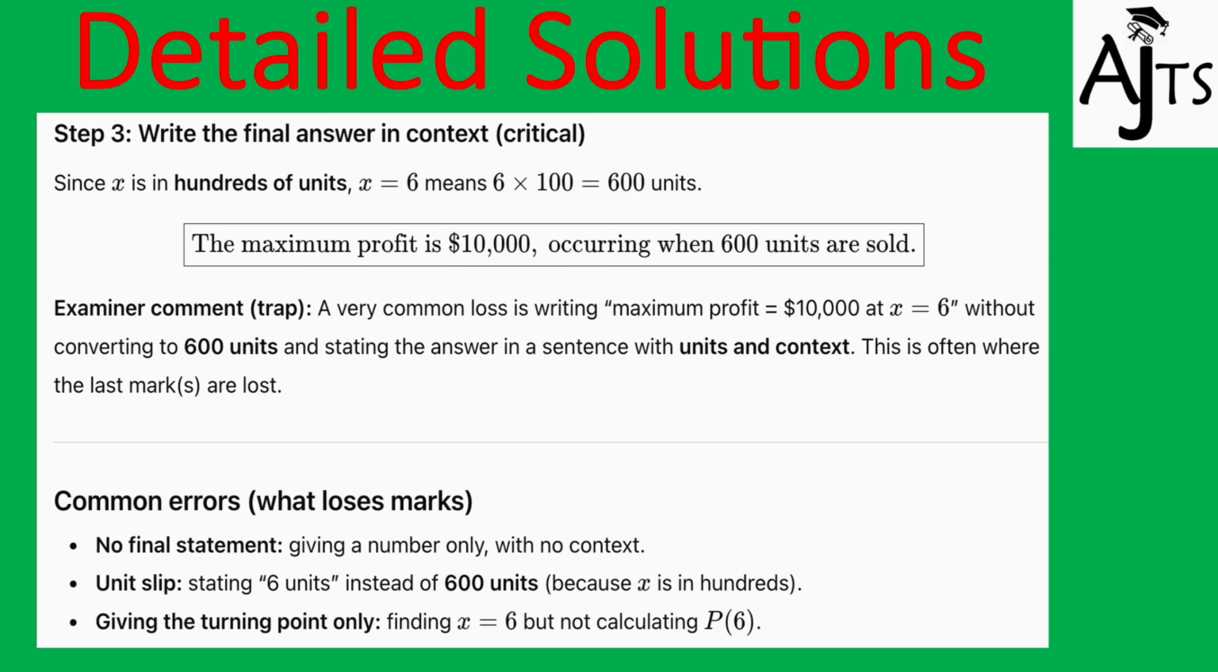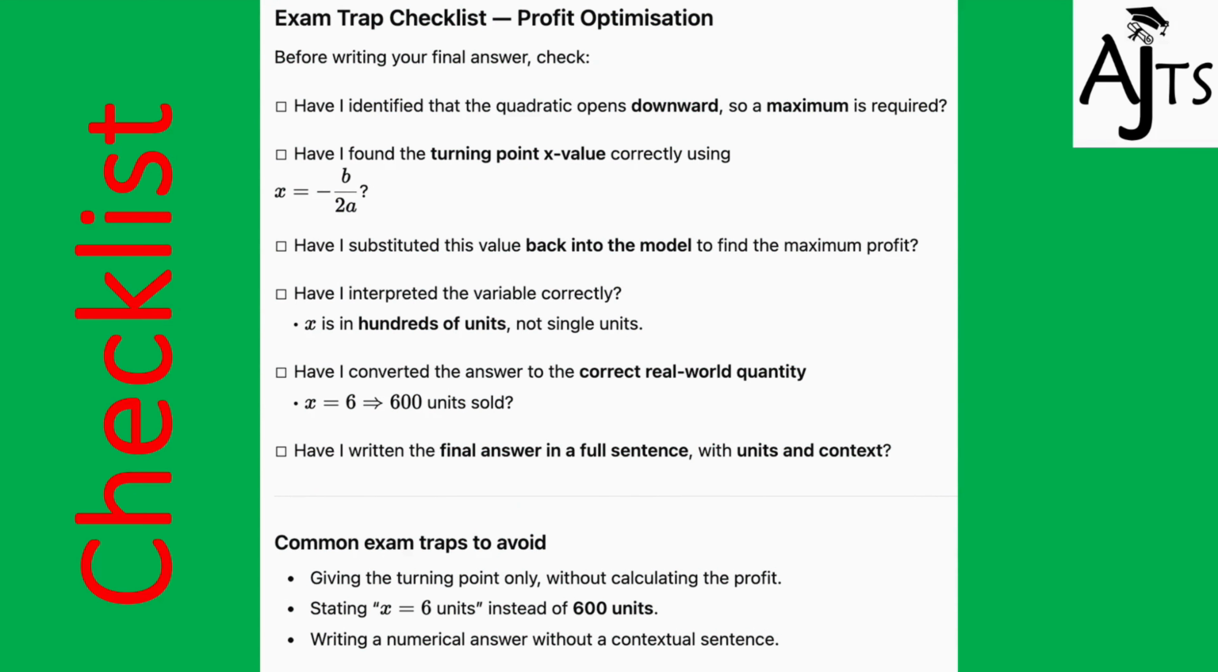This means the final answer must be written in full context. The maximum profit is $10,000, occurring when 600 units are sold. Examiners award method marks for the calculations, but full marks require this final statement.